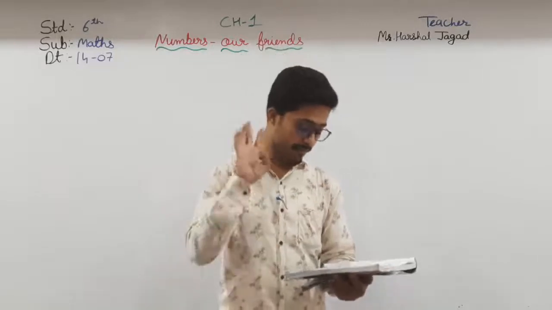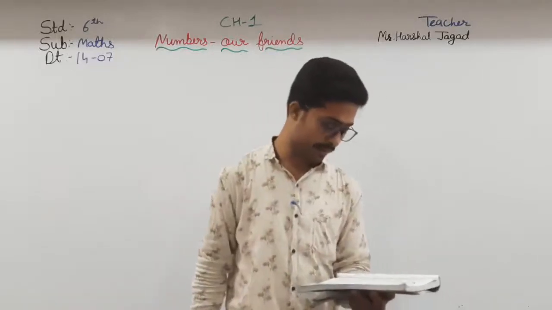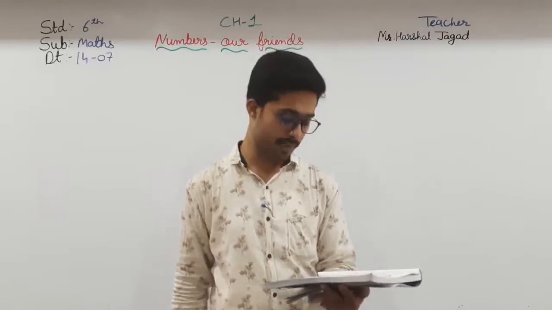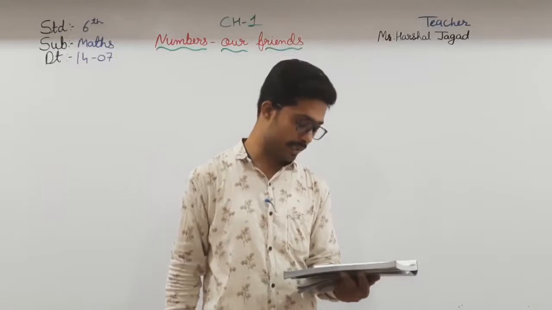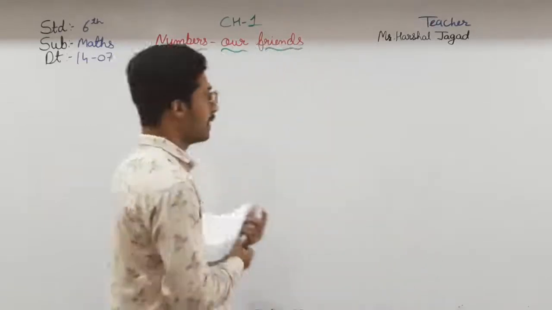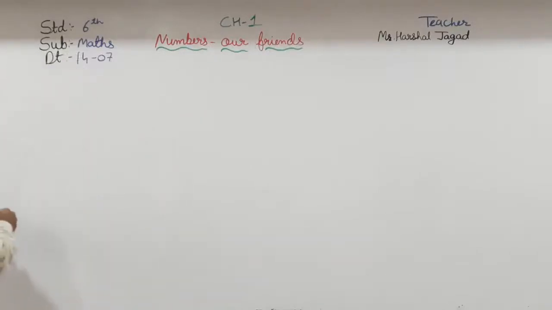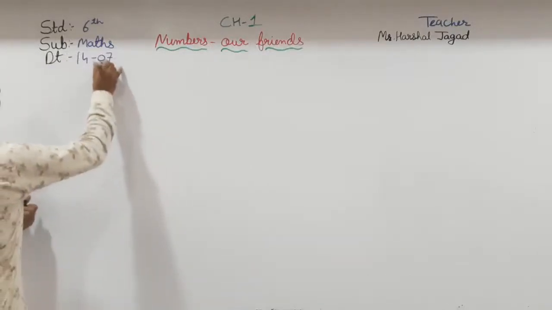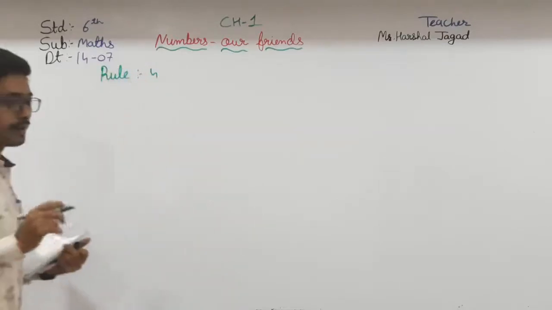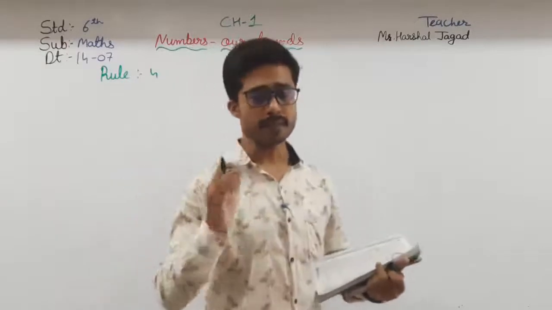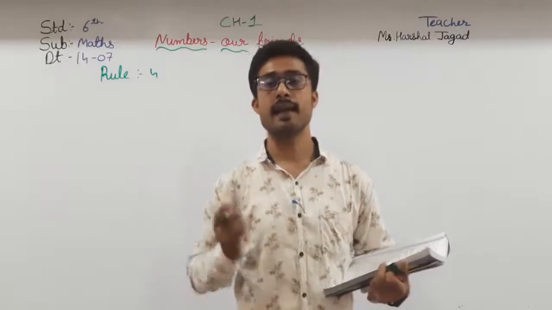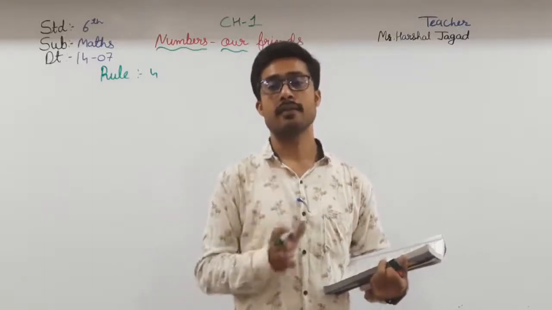Then the fourth rule: if a symbol with a smaller value is written on the right side of a symbol with a greater value, then its value is added to the value of the greater symbol. So what is rule number 4? The smaller value is on the right side and the larger value is on the left side.